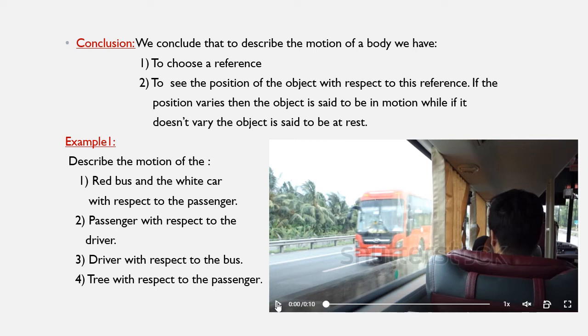Also the white car. The position between the white car and the passenger varies. Thus, the white car is also in motion with respect to the passenger.